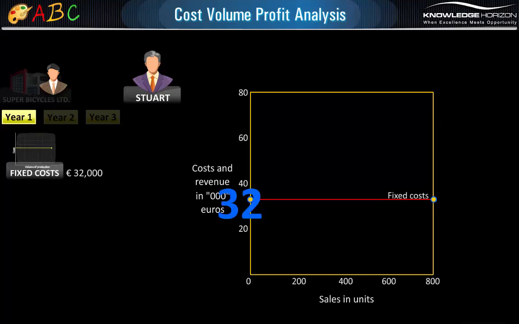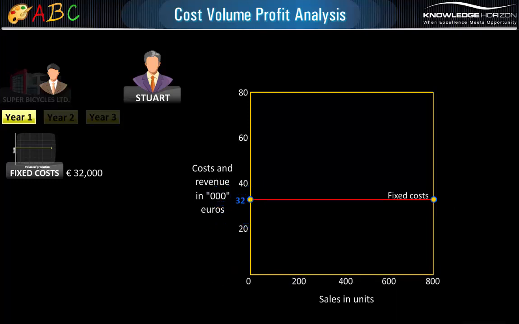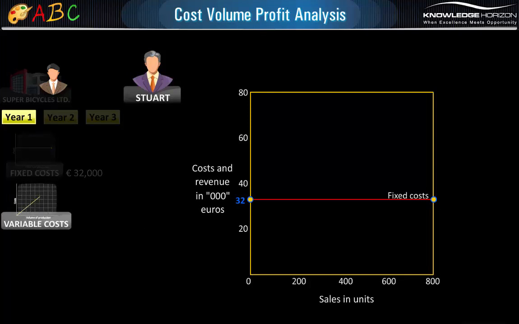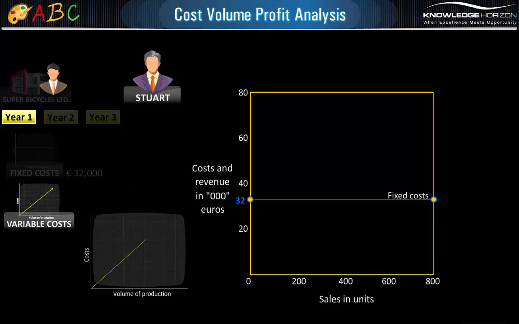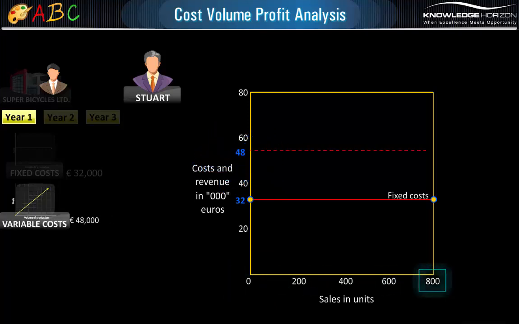The fixed costs of €32,000 remained constant, and so the line for fixed costs is horizontal and parallel to the x-axis at €32,000. Stuart next plots the variable costs line. For each level of sales there are different variable costs. For 0 bicycles sold, there is 0 variable costs, and for the sale of 800 bicycles, the variable costs are €48,000. These 2 points are plotted on the chart, and the line joining the 2 points gives the variable costs line.